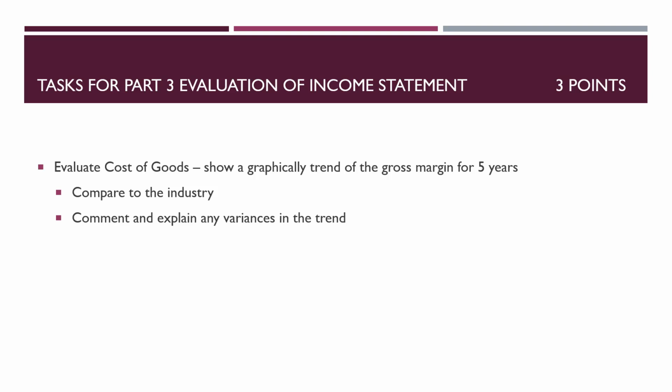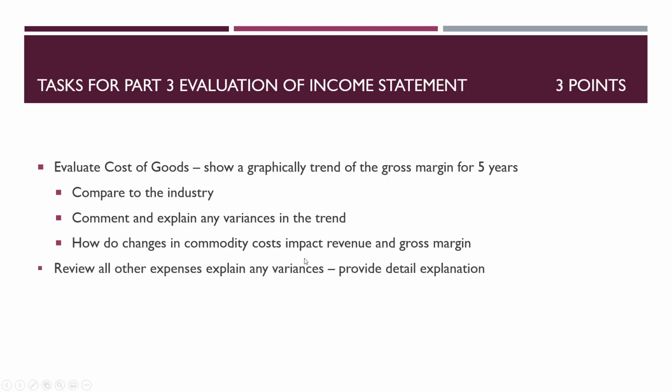What happened to the price of commodity changes? The specific one I want to make sure you address is, how do changes in commodity costs impact revenue and gross margin? Some of this is new, so when you look at the sample I put out there, you may not see all of this. I'm adding this in. How commodity costs, that's a new piece. Review all other expenses. Explain any big variances. What's the detail?